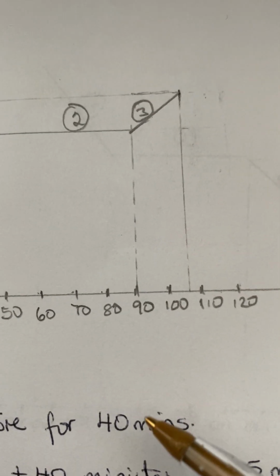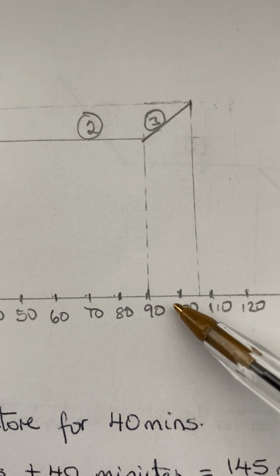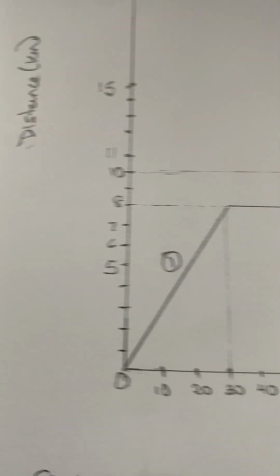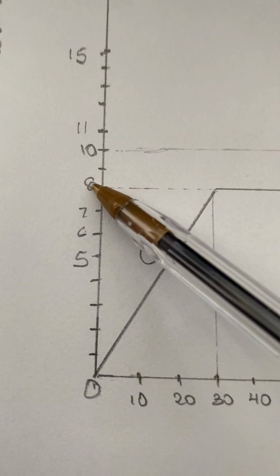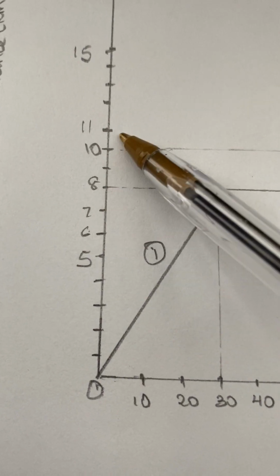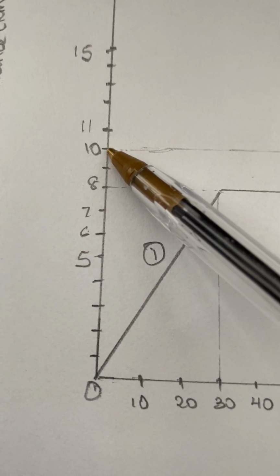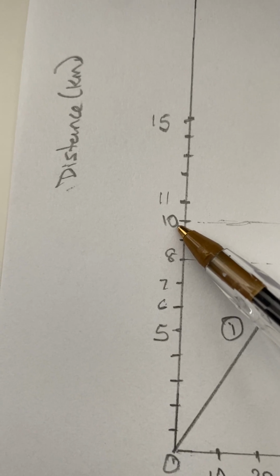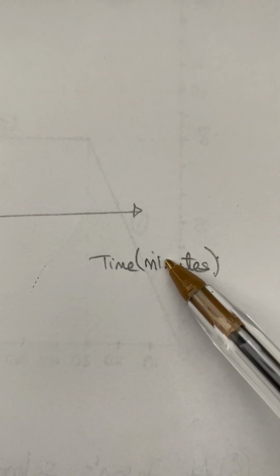So after 15 minutes here I have 105. Add 2 kilometers to 8 kilometers, and now she's at 10 kilometers. Label your y-axis and your time axis.